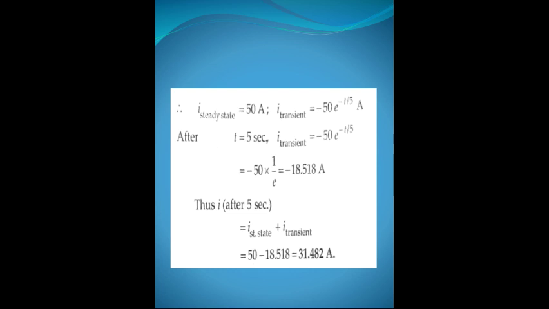And at t is equal to 5 seconds, its value is minus 50 upon e. The value of e is 2.73, so it is minus 18.518 ampere. Thus, the value of current I after 5 seconds is equal to 50 minus 18.518, that is 31.482 ampere. This is the complete solution of I.